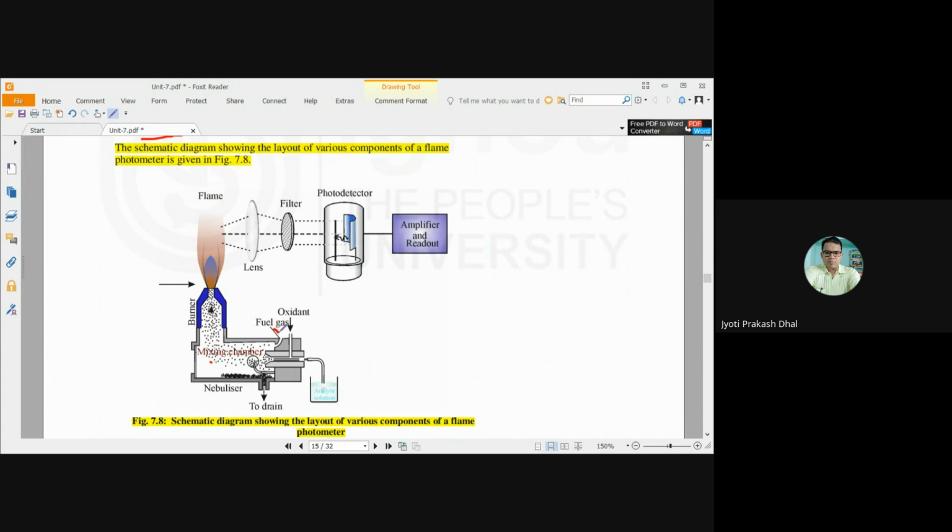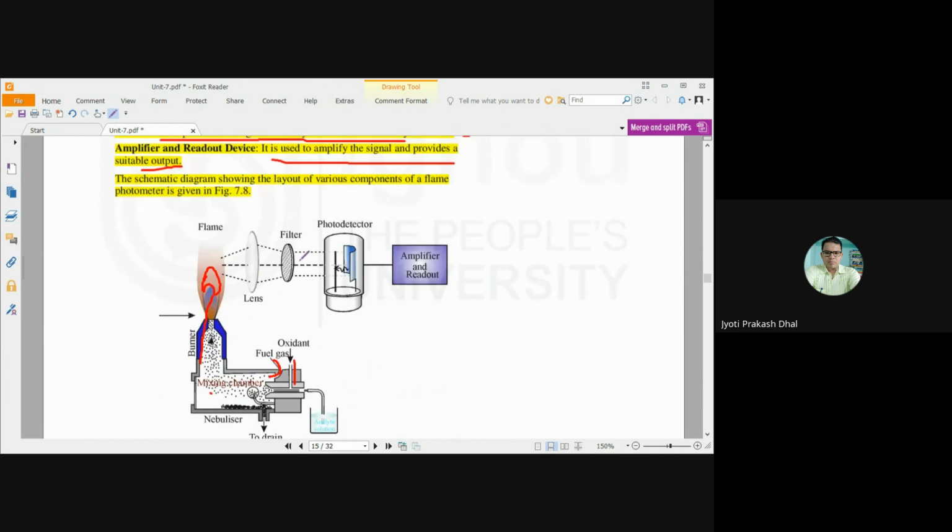And here some fuel gas and oxidant gas will be aspirated to the flame, and in the third zone the reaction will take place, and after that it will undergo emission spectra. Then the emitted electromagnetic radiation will pass through the monochromator or filter to give electromagnetic radiation of a particular wavelength, and after that it will be analyzed through the photodetector and the amplifier and readout device.